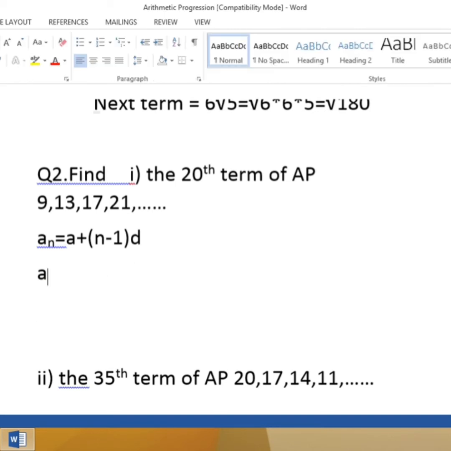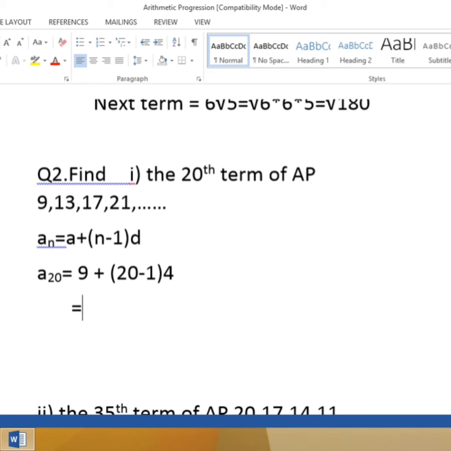So we are going to find the 20th term. a20 is equal to, we know the first term is 9, plus 20 minus 1 into the difference, which is 13 minus 9. So that's going to be same as 17 minus 13 also. So the difference is 4.